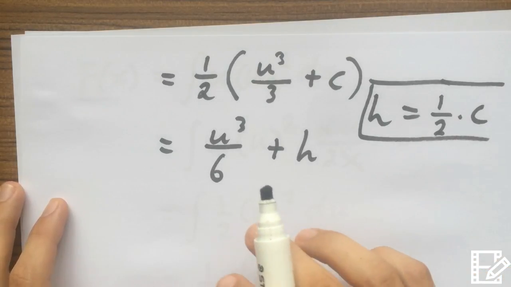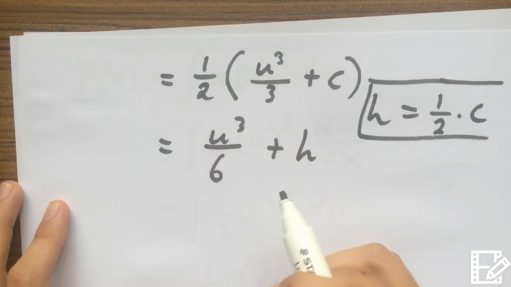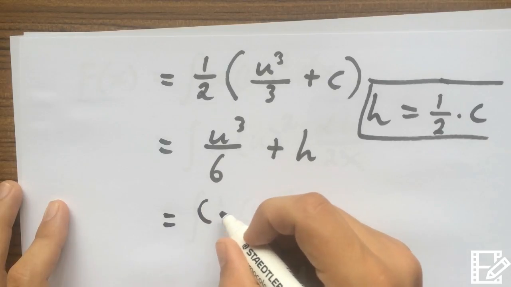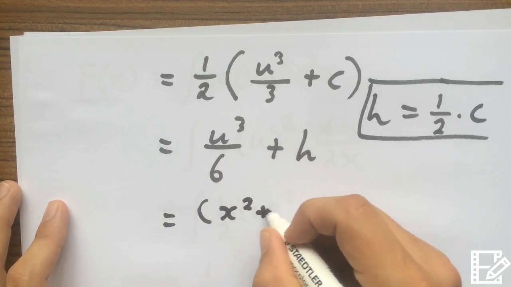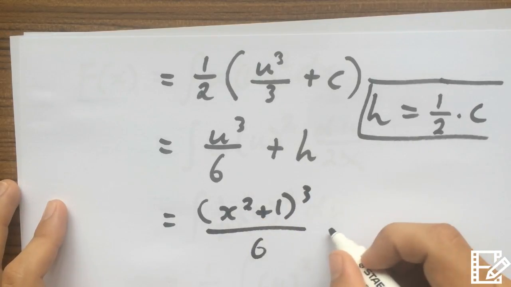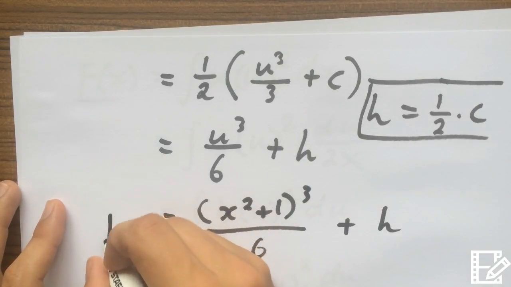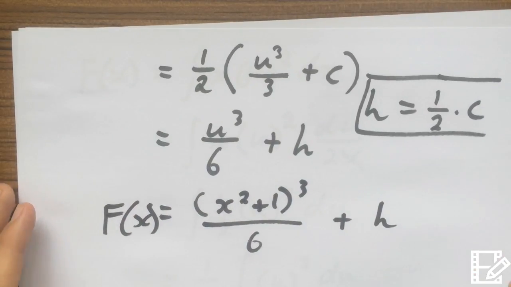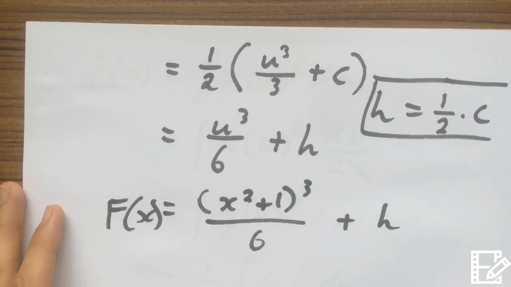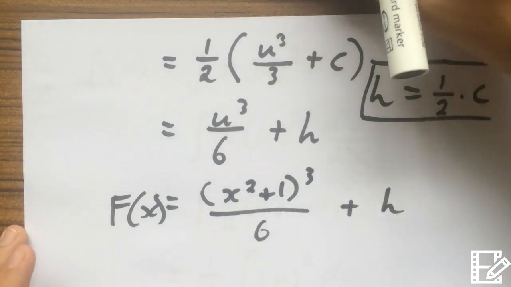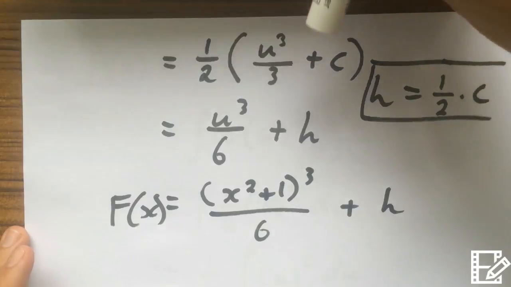But anyway, I'll substitute u back in. U, we said, was x squared plus 1. Add that to the power of 3 over 6 plus h. Put the capital F of x out the front, and you have your antiderivative, or your integral. Now, I'll do one more example, because that was a bit of a mouthful.